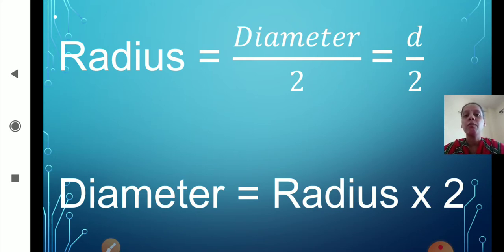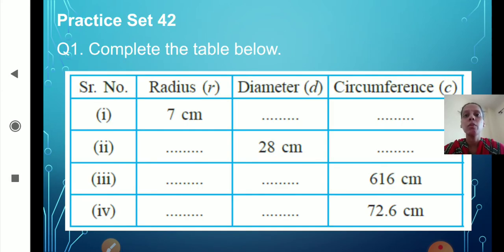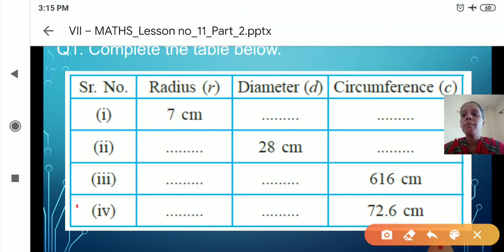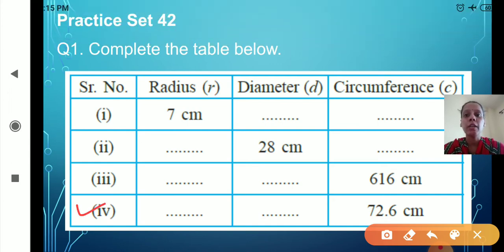Now we'll start with the fourth sum from practice set 42, question number 1. We have completed till the third sum. Now the fourth one is remaining, that I will complete first, then we will move to the next question. As the table is given with radius, diameter and circumference, as you can see here, there are 3 columns. In the fourth sum, circumference is given. We will find out radius and diameter.